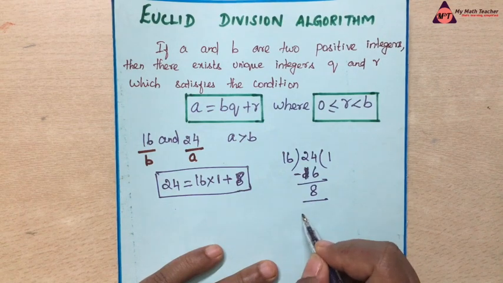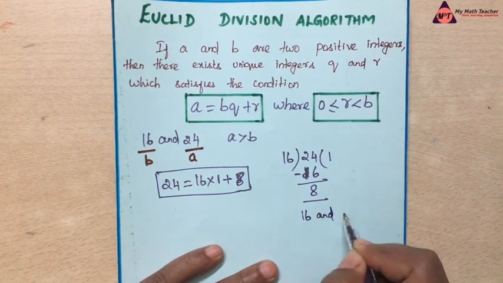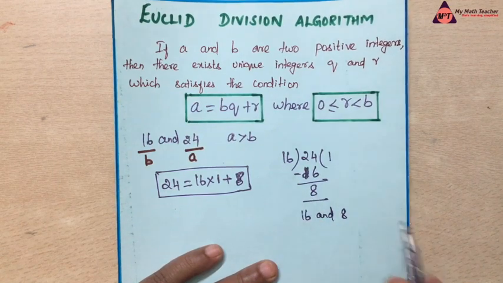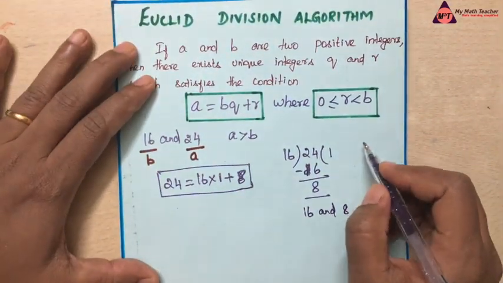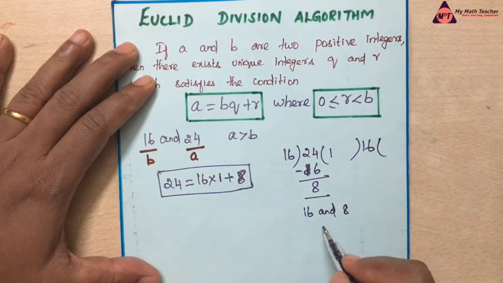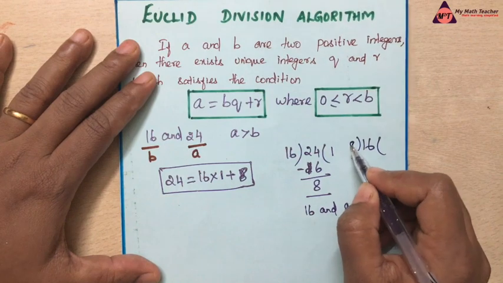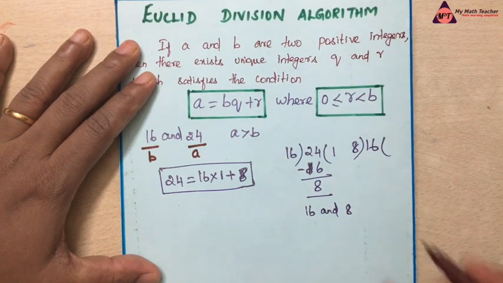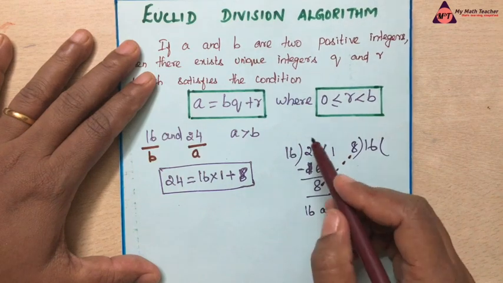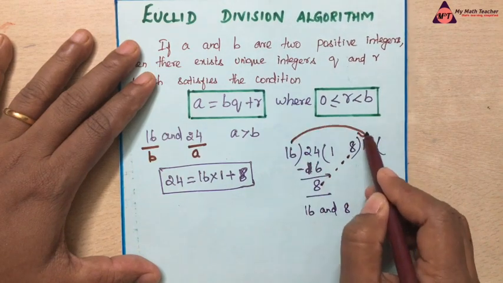Now you have to do the division again using these two numbers. What are the numbers? 16 and 8. These two numbers, with this remainder and the divisor. Now again I am going to perform this division. This is 16 divided by which number? 8. So this 8 will be the divisor and this 16 will be the dividend here.